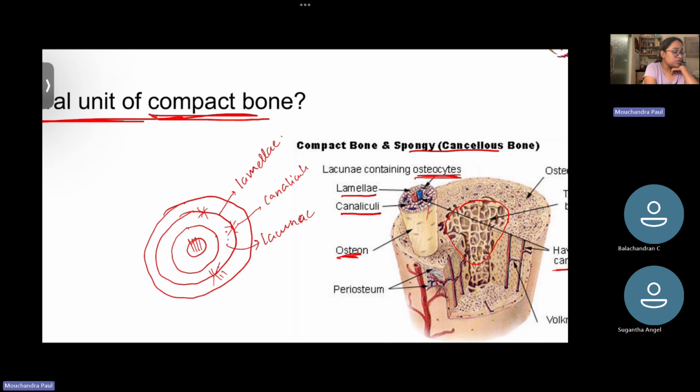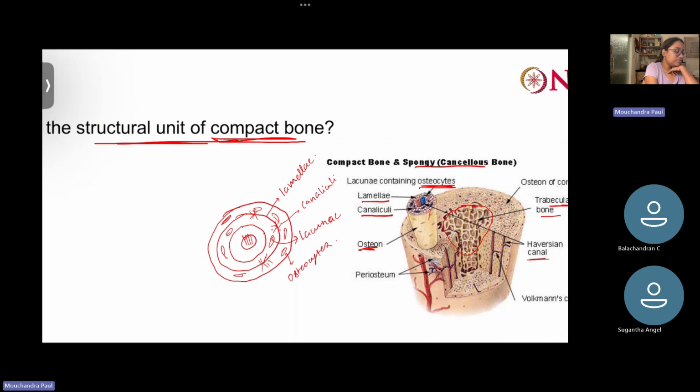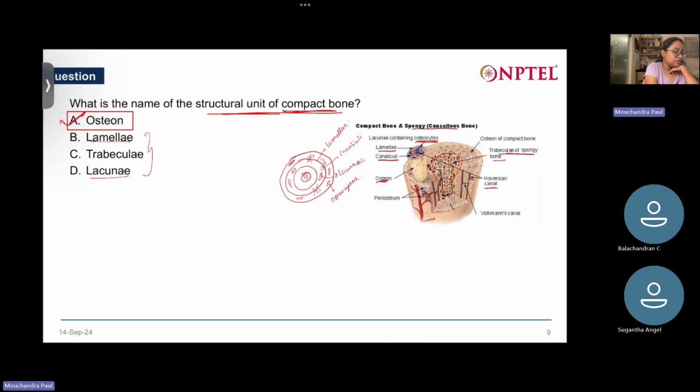And where are the osteocytes here? Osteocytes basically live in the lacuna, the spaces that are formed between adjacent lamellae. So these are osteocytes. This is a very rough diagram of osteon. Later on, I'll show the structure of osteon in a better way.